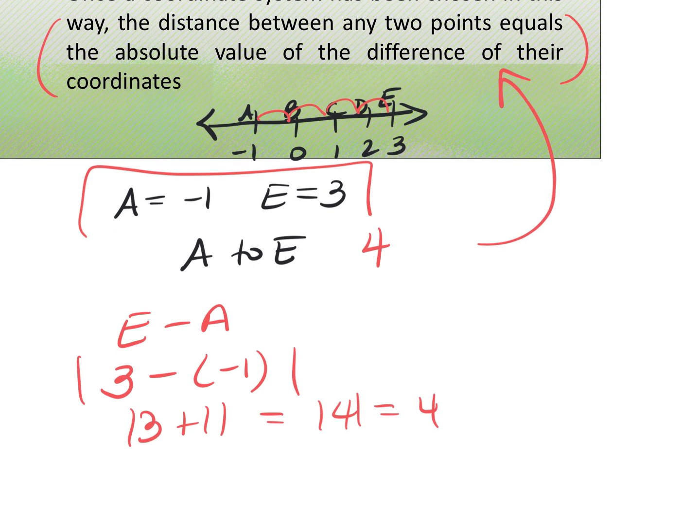Let's say we didn't want to do the bigger minus the smaller. You could still do A minus E, and you would do -1 minus 3. That would give you -4, and then absolute value. And again, distance is never negative. So again, either graph it yourself on a number line or just subtract and find the absolute value.